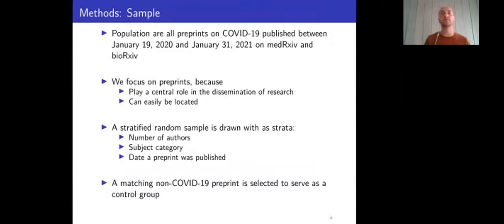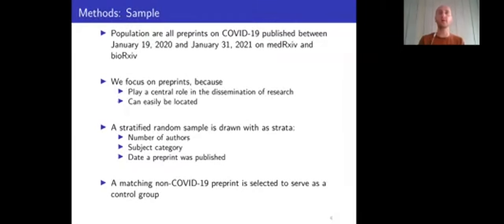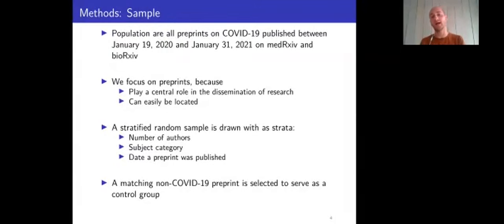The good thing is that we have a population of studies, because we are going to look at preprints published between January 2020 and the end of January 2021 on the preprint servers medRxiv and bioRxiv. The reason that we focus on these preprints is that, first of all, they play a central role in disseminating research on COVID-19, and they can also be easily located since they are published on these preprint servers. So we really have a population. This is important because we can use this population to draw a random sample from. We draw a stratified random sample of this population of preprints, stratifying on the number of authors.